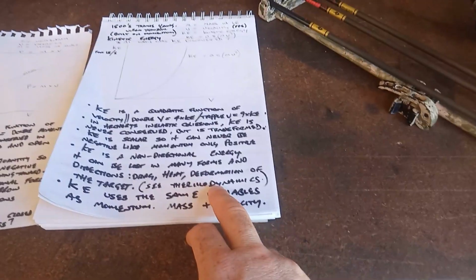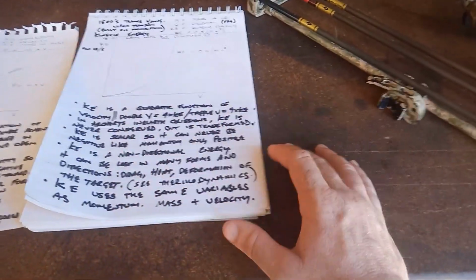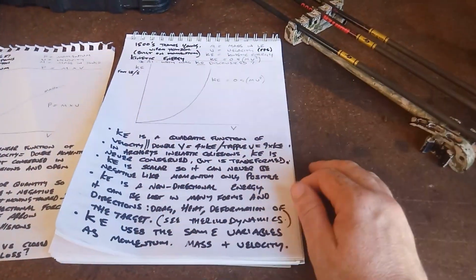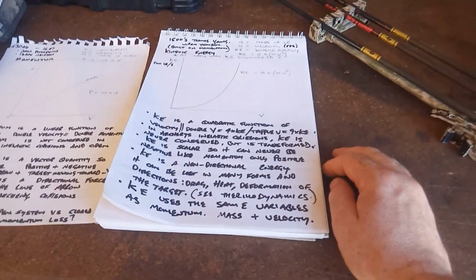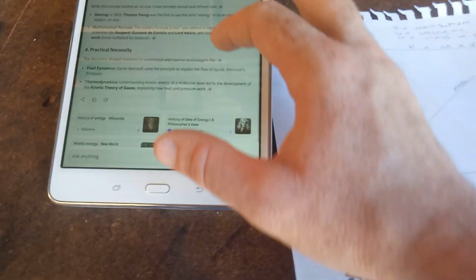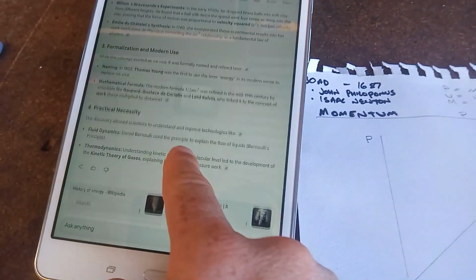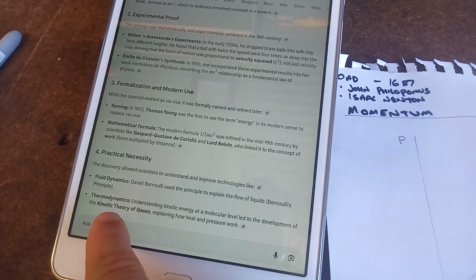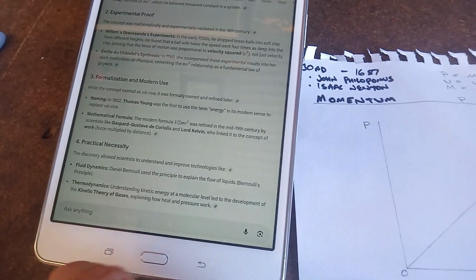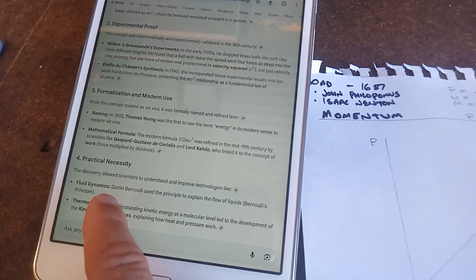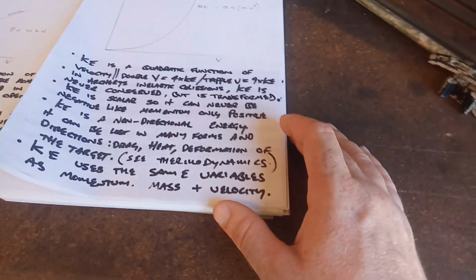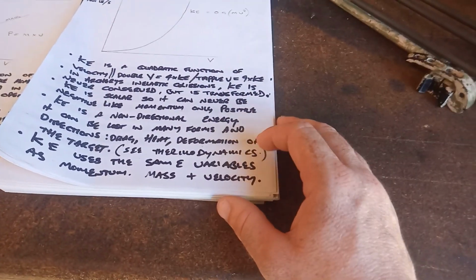See thermodynamics. Thermodynamics relates to those things, and that's a whole other field of physics that we're not really going to get into here, although we can know and understand that over here we can see the links presented in our study notes that kinetic energy is intrinsically linked to the sciences of thermodynamics and fluid dynamics, and there's an interrelationship between kinetic energy and those sciences.